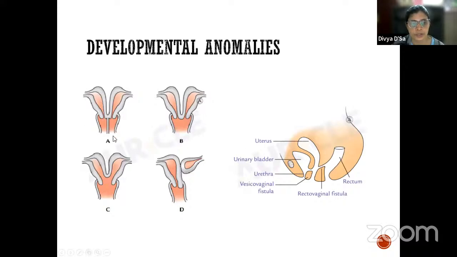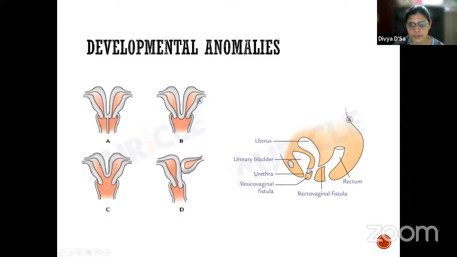So what are the developmental anomalies we can see? Now this is called the double uterus, uterus didelphys, with double vagina, because the septum has not disappeared. This is one paramesonephric duct, this is the other one. They have not completely fused. Here we have a double uterus and single vagina. So we say unicornuate, bicornuate uterus. These are some of the developmental anomalies.